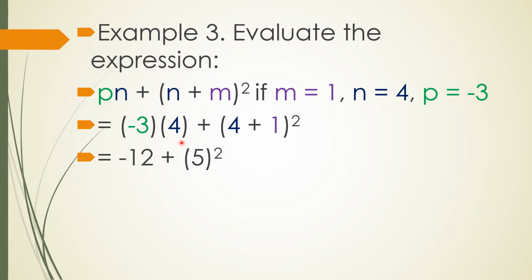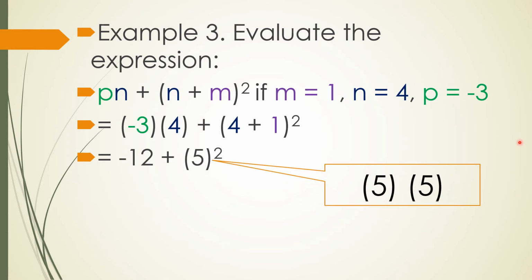So, simplifying the expressions, we have negative 3 times positive 4 is equal to negative 12 plus 4 plus 1 is 5. So, we have now 5 squared. So, dahil meron tayong exponent, PEMDAS, unahin muna natin si E for exponent. So, simplify the exponential terms. We have 5 squared means 5 times 5. So, we have now negative 12, rewrite negative 12 plus 25. Since we have different signs, negative and positive, so subtract the two numbers, negative 12 plus 25, we have now positive 13.